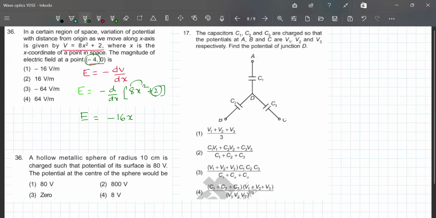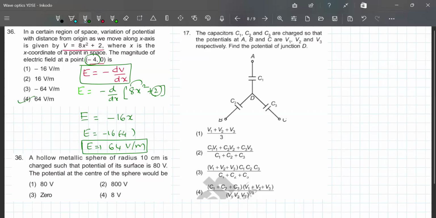What is the x value here? Then E equals minus 16 into 4. This is given as minus 4. So 16 fours are 64 volt by meter. So we have a relation. This is an important relation to find out the electric field when the potential is given. We have to do the differentiation. If they give the electric field and ask for potential, we should do integration.